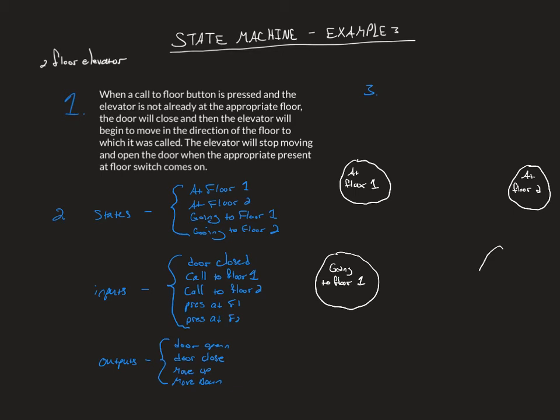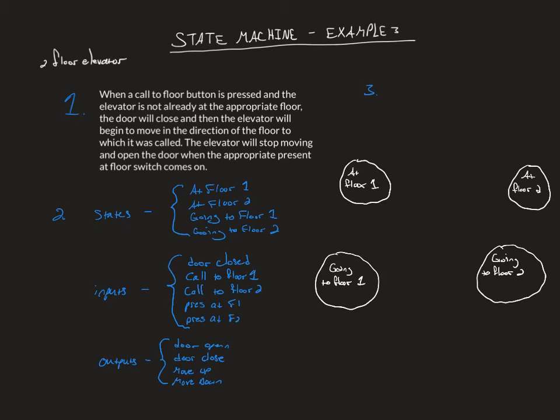and going to floor 2. Perfect. Okay, now let's draw our transitions. So, first of all, think about this. In the way that we define this, we said when a call to floor button is pressed and the elevator is not already at the appropriate floor.